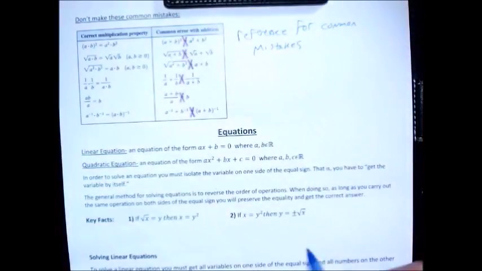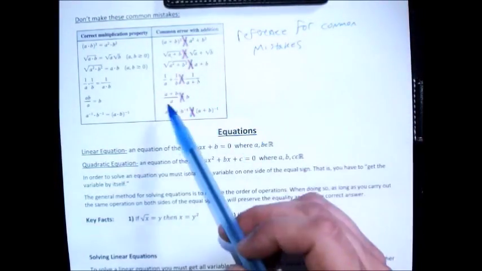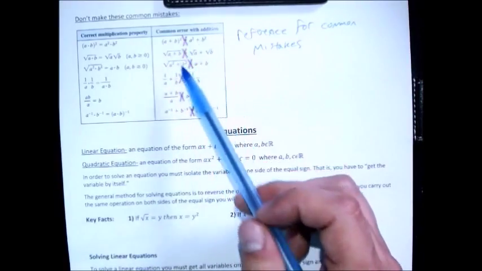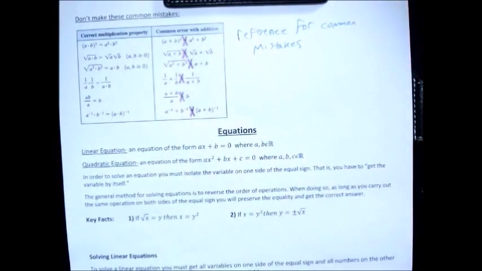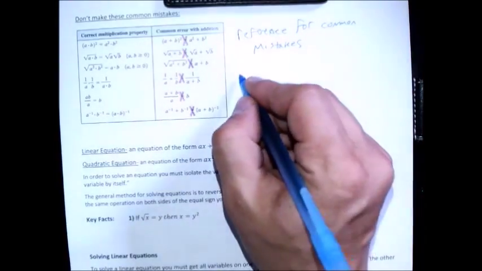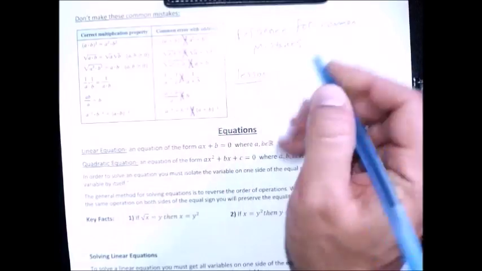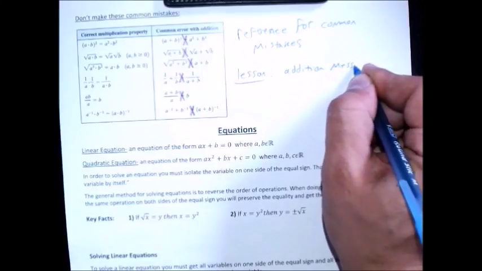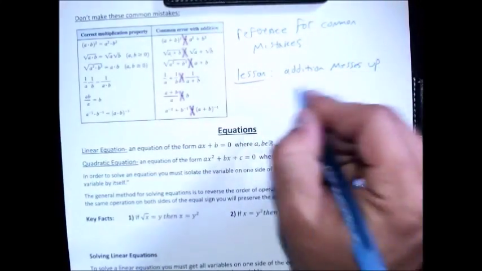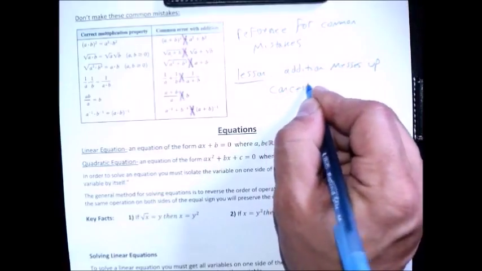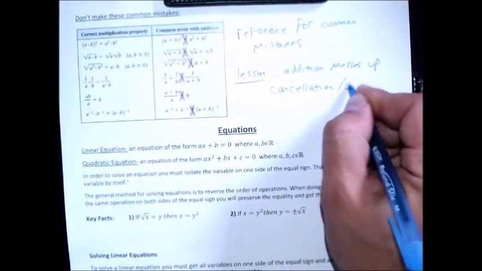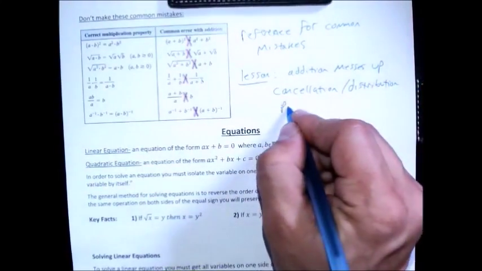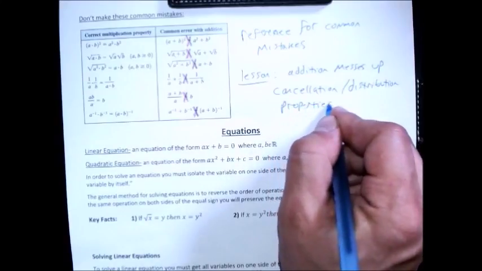And if I had to say the common theme here, it's that addition or subtraction screws everything up, right? Everything on the right here is something you can't do because there's addition in between the terms, right? And so the lesson I'm hoping you take away here is that addition messes up many cancellation properties. Cancellation or distribution, I guess. So be careful about that. These are common mistakes. Try not to make them.